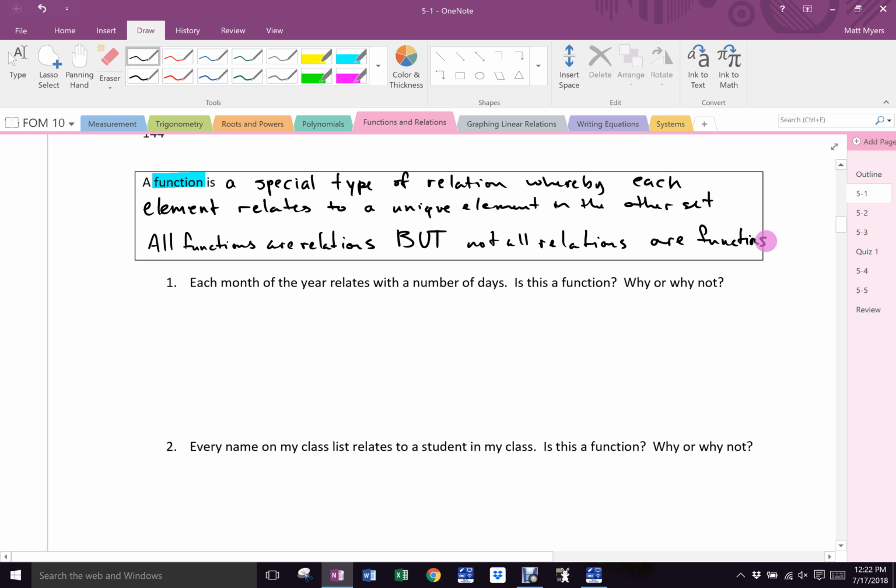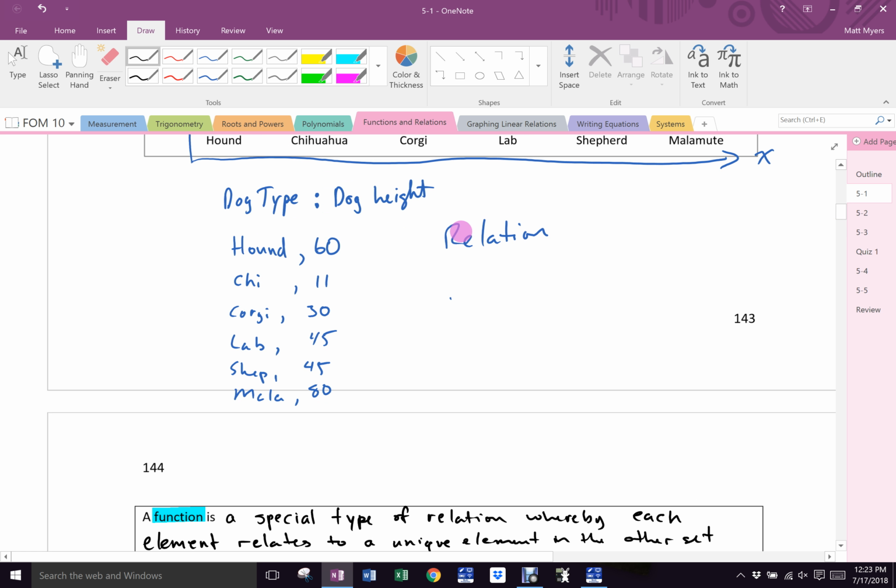Okay? And I'm going to go back to the dogs and show you whether that's a relation or a function. I'll come back to this page in a sec. If you don't have it written down, don't worry. So, we know this is a relation because we're comparing two sets, right? Dog type, dog height. Once we're comparing them, we have a relation. Let's see if it's a function.